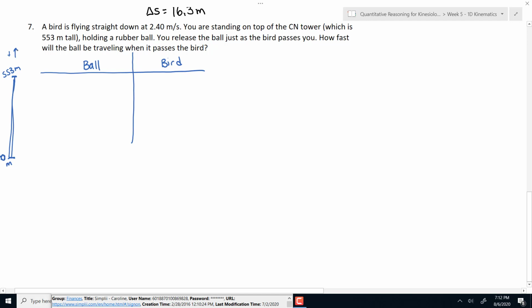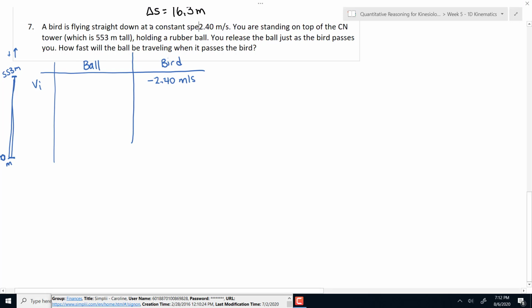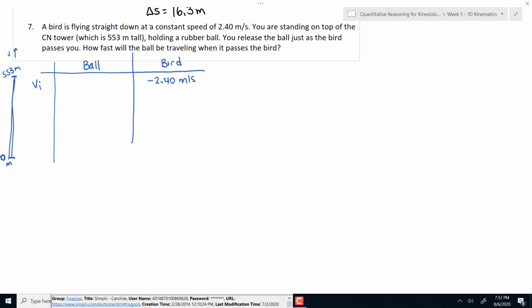So if the bird is flying straight down at 2.4 meters per second, that means its velocity is negative 2.40 meters per second. So I'm going to write V initial for the bird is negative 2.40 meters per second. Now the bird is flying and it's not falling. So we're not assuming that gravity is pulling it down. We're going to assume that the bird is moving at a constant speed of 2.4 meters per second. I can make it more clear in the question by writing at a constant speed of. Okay, so that makes it more clear.